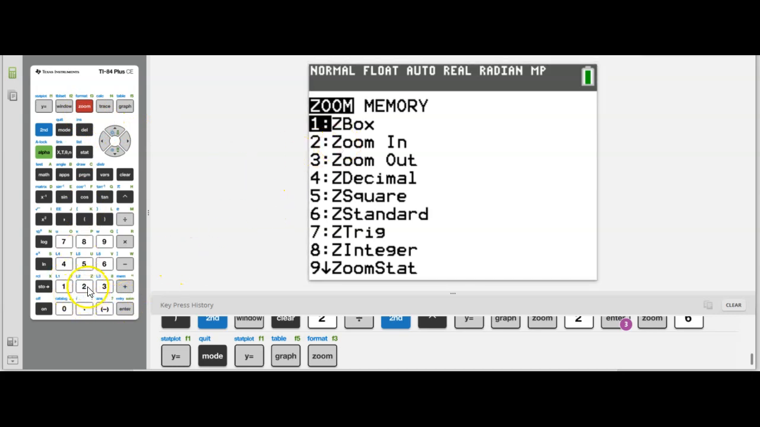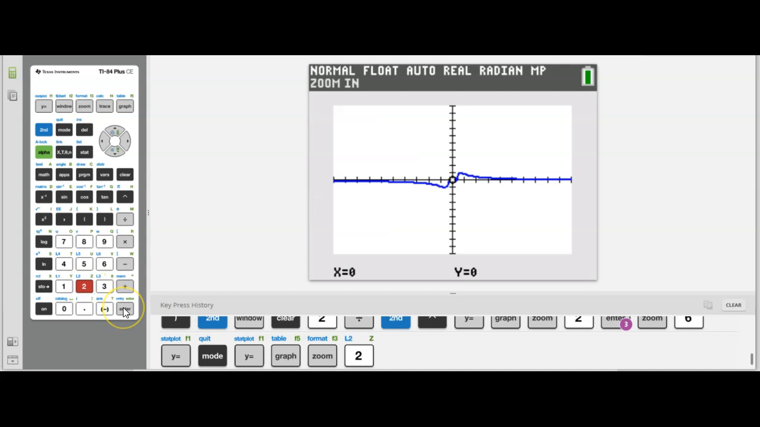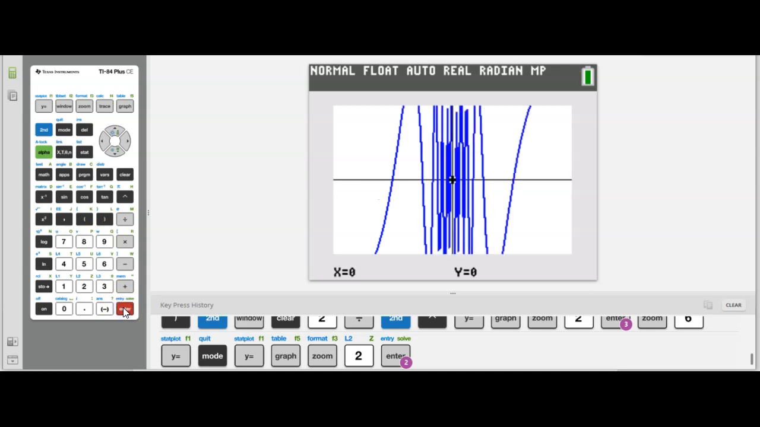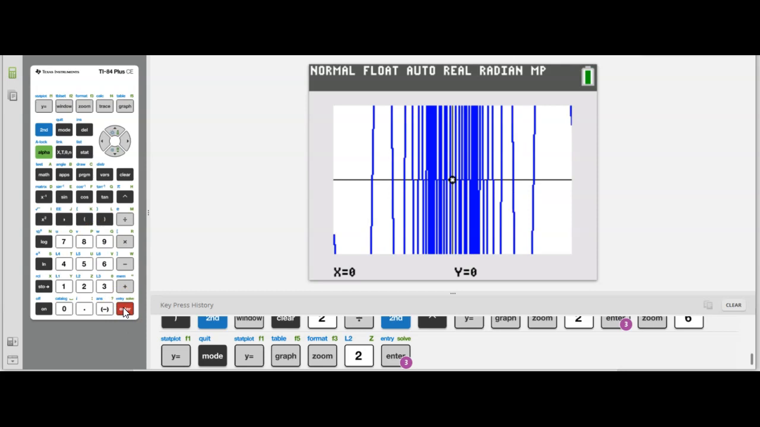I'm going to go to option 2 to zoom in, and I'm just going to click enter once. So again, the function looks like it's bouncing up and down as it approaches 0, but maybe if we click zoom one or two more times, we get another idea of what's going on. Here we can clearly see that the function is just bouncing back and forth from +1 to -1 as we get closer and closer to 0. And if you really zoom in, it just keeps doing that even more rapidly as we move towards 0.